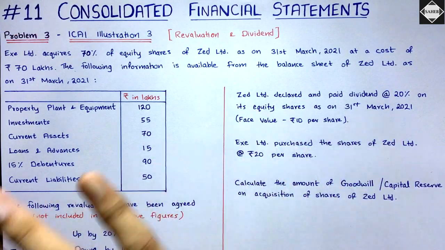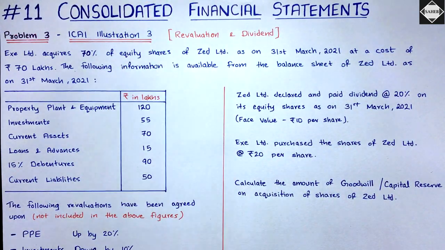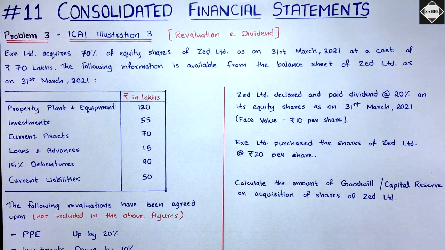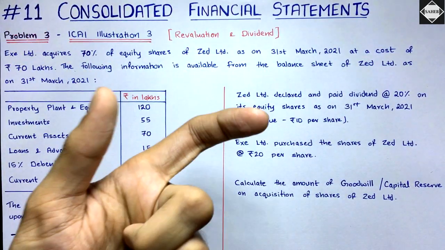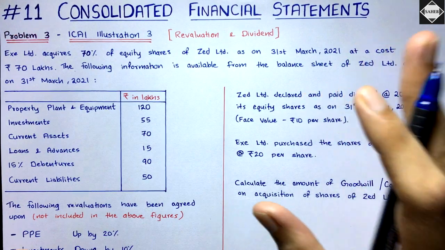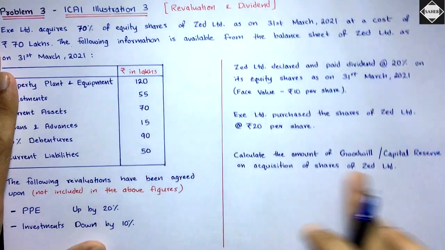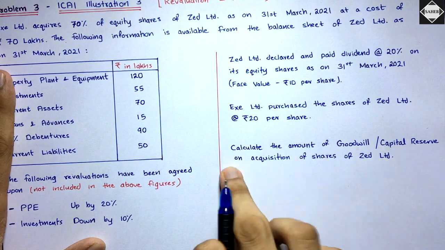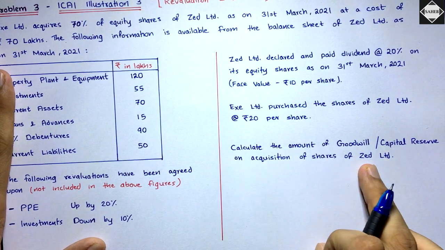If that thing is not given, you cannot do analysis of profit. You all know that. So how will you calculate the net assets on the date of acquisition? See here what they have asked. What's the requirement in this question? Let's see the requirement. Calculate the amount of goodwill or capital reserve on acquisition of shares of Z Limited.